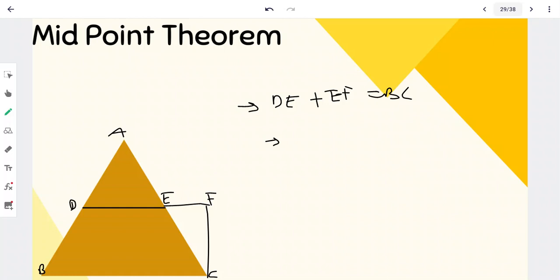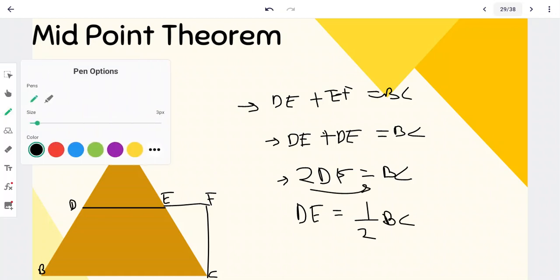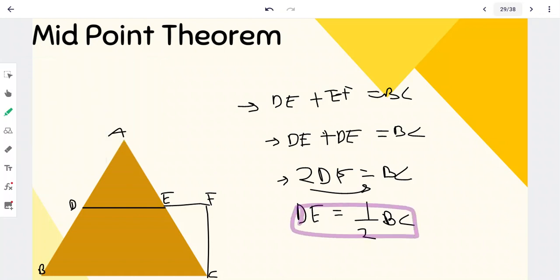Then EF and DE, they both are equal. We found that they both are equal, so I can say that when I add them, I will get BC. 2 times DE is equal to BC. So DE will be how much? It will be 1 by 2 of BC. The 2 of BC goes to the other side. So that was the second thing, correct. That is what we had to prove.